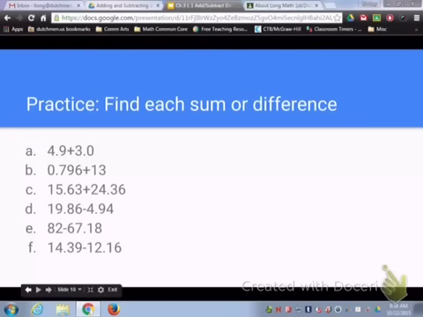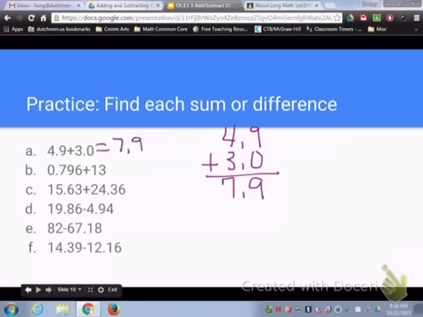Now, let's do a couple of these together for practice. So if we start with A, 4 and 9 tenths plus 3 and 0 tenths, the first thing we do is line up our decimals. So 4 and 9 tenths and 3 and 0 tenths. And then we're adding. So 9 plus 0 is 9, 4 plus 3 is 7, and then you bring your decimal point straight down. So our answer is 7 and 9 tenths.